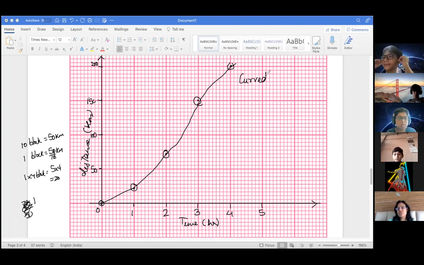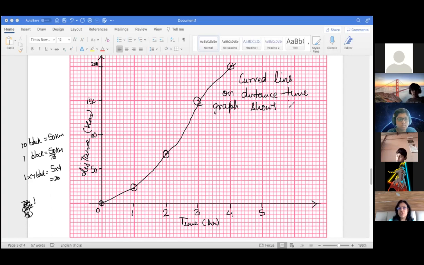A curved line on a distance time graph shows, you can write this. Ma'am, but what if it is becoming a triangle? Then what happens? Triangle means like this. No ma'am, I am asking about the triangle. Okay, let me write. You told us about slope, and a slope you can still calculate.